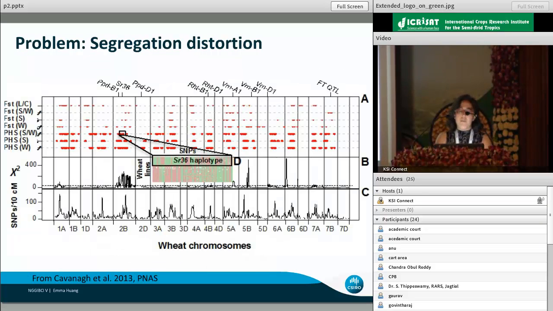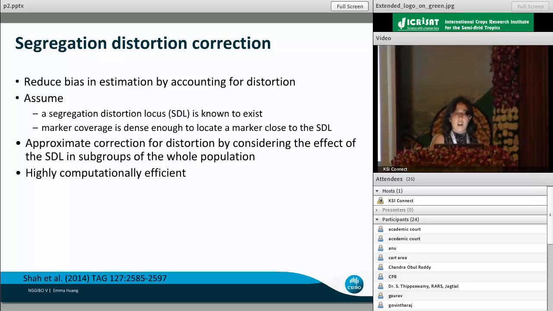And then one of the other problems is the issue of segregation distortion. So in our population, we know that there's a large region on chromosome 2b representing the SR36 introgression, which distorts segregation and likewise distorts recombination fractions in the vicinity. And so another student, Rowan Shaw, actually came up with a correction to reduce the bias in estimation by accounting for this distortion. Normally, you would just get rid of all the markers which had very high segregation distortion, but this would mean throwing out half the chromosome in our case. And so if we can include those markers, we can actually get a better idea of what's going on in that region.